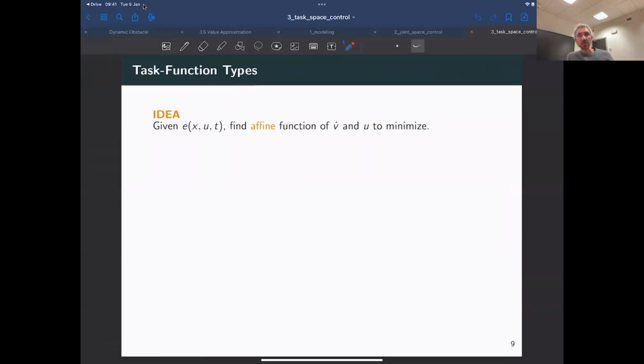So the idea is that given this error function that measures how close we are to achieving what we want, we want to find an affine function of the decision variables of my problem, which are the joint accelerations v dot and the joint torques tau, which I can put as a cost function of my least square program. That is my objective.